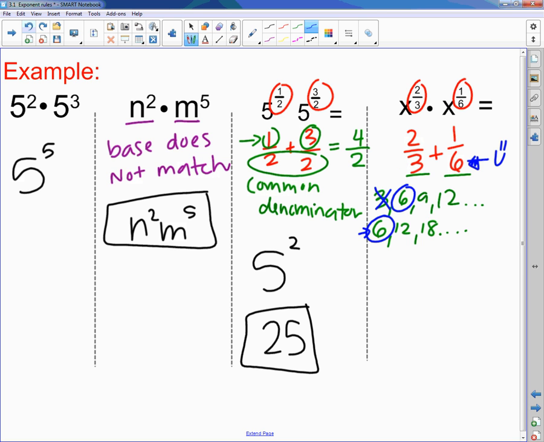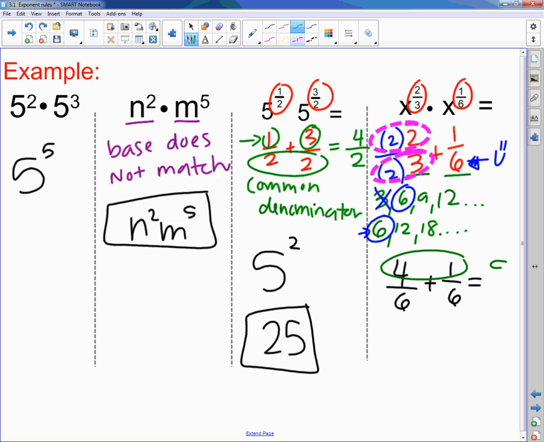So what we're going to do is go ahead and multiply the top and bottom of this fraction by 2. When you do that, we multiply the top with the top and the bottom with the bottom. 2 times 2 is 4. And then on bottom, 2 times 3 is 6. So I really have 4 sixths plus 1 sixth, which is, remember our rule, you add the tops together to get 5 sixths. And hopefully this is a review. Okay. So our final answer is going to be x to the 5 sixths.